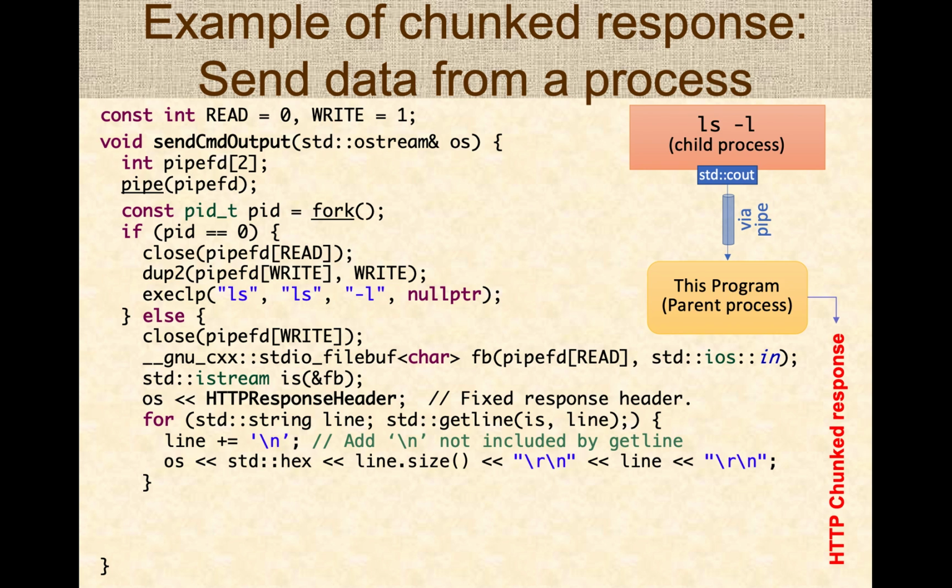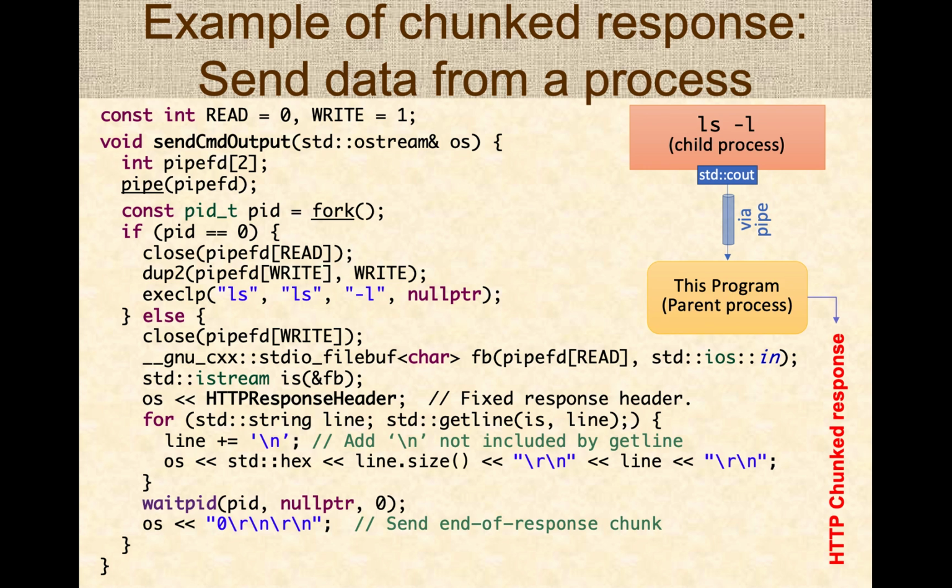And then we're going to read line by line. And again, same process: tack on the newline that was not included, and print the size of the line, the size of the chunk in hexadecimal, followed by the actual content. And then keep on running the loop, wait for the process to finish, and then finally send the end-of-response chunk.